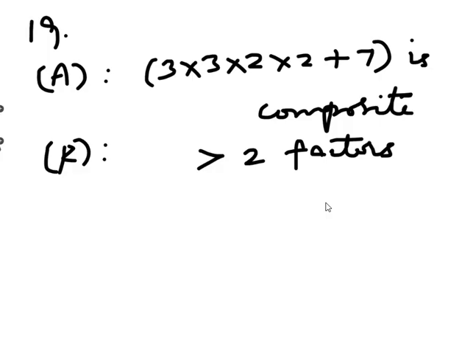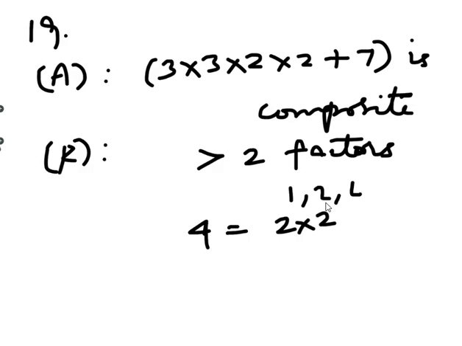So it should have more than 2, meaning 3 factors. Let's take 4. What are the factors it has? 1, 2 and 4. So R is true. R is true, A is false. The option B.